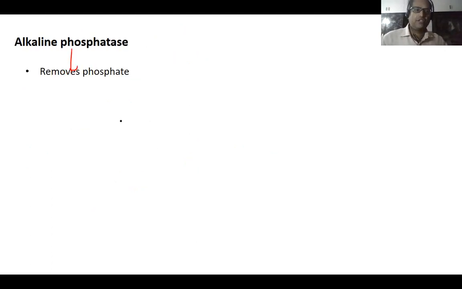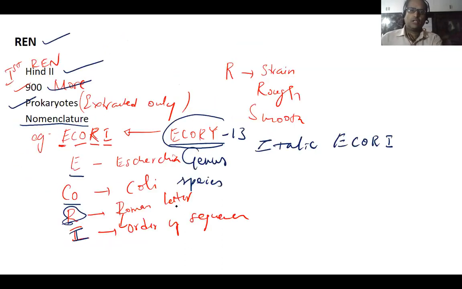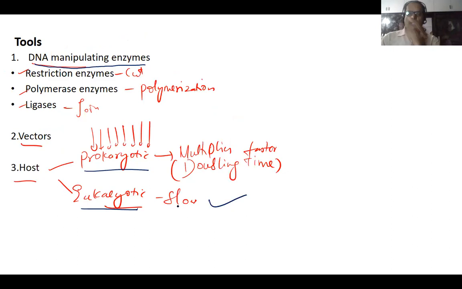This is the one which removes a phosphate. Please make a note of this, as we additionally need to focus on that. So it's all about the enzymes we talked about. The tools of biotechnology, the tools of genetic engineering: the first one is the enzymes that we studied, the DNA manipulating enzymes.